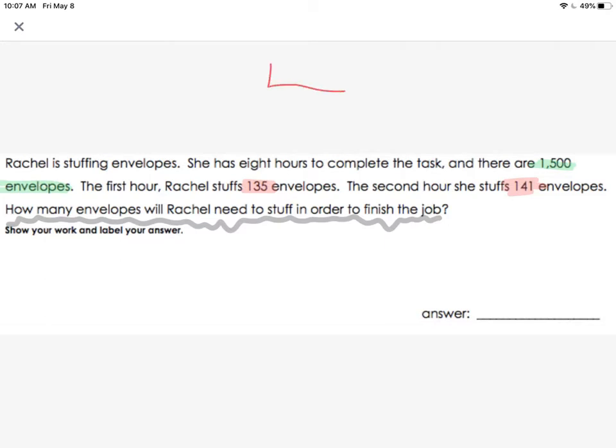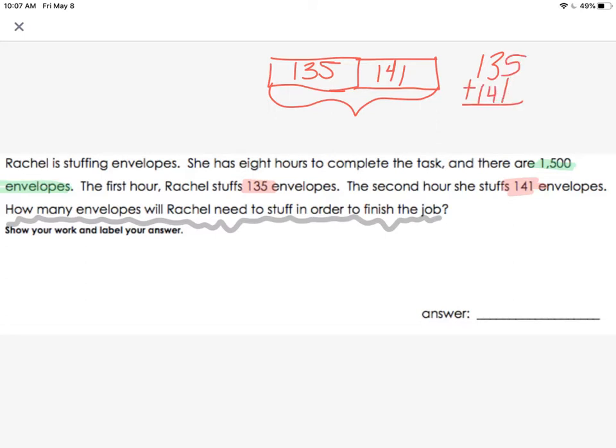So in the first hour, she stuffed 135 envelopes. And in the second hour after that, she did 141 envelopes. So I know that so far, she has already done 135 plus 141 envelopes, which is 5 plus 1 is 6, 4 plus 3 is 7, and 1 plus 1 is 2. So she's already done 276 envelopes.